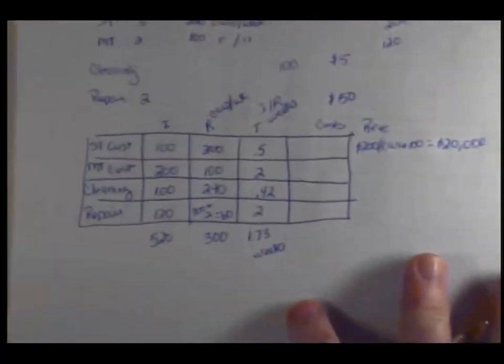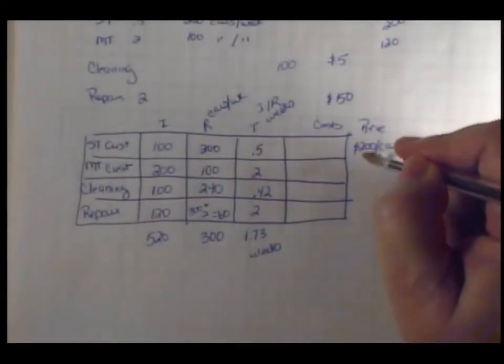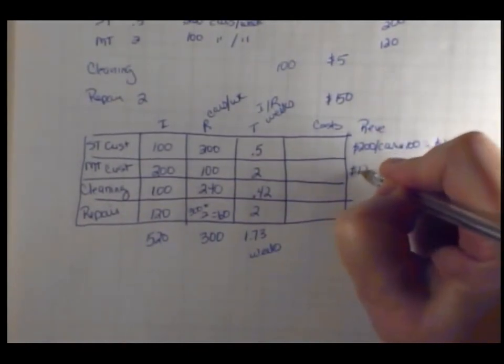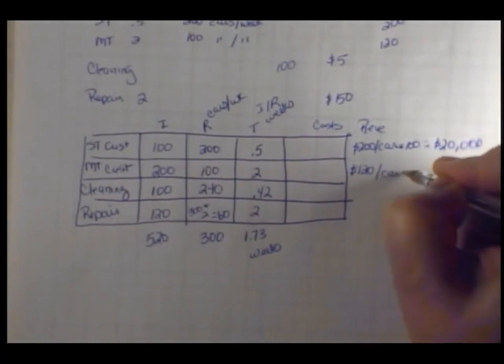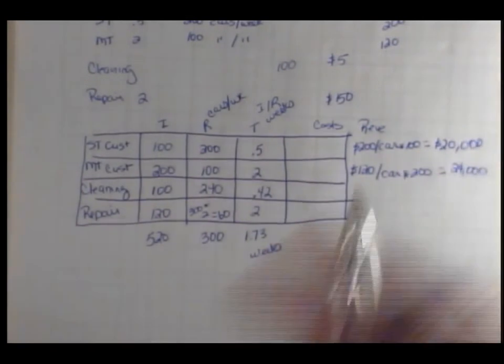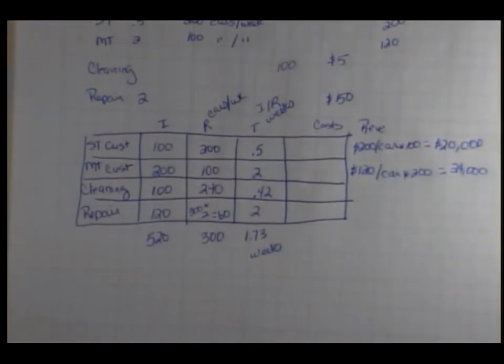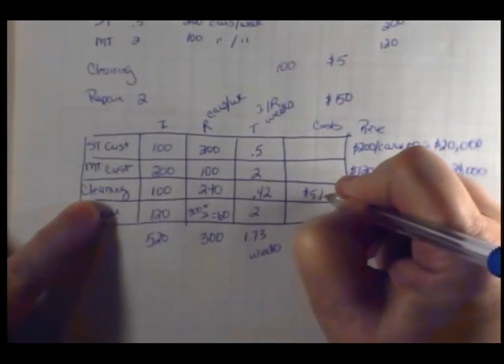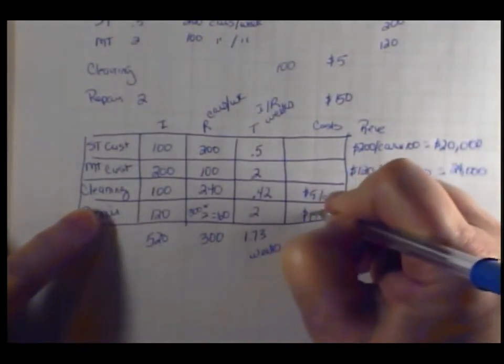Okay? And on that same note, my revenue for my medium-term customers, we know that I get $120 per car, and I've got 200 cars there. So that's going to give me $24,000 in revenue there. Okay. And then if I'm looking at my expenses, I know that it costs $5 per car to clean, and I know that it costs $150 per car.